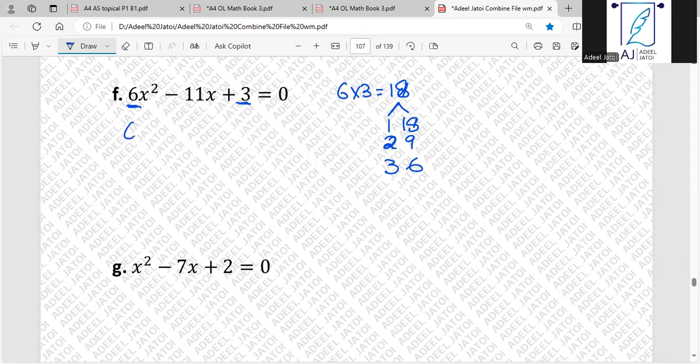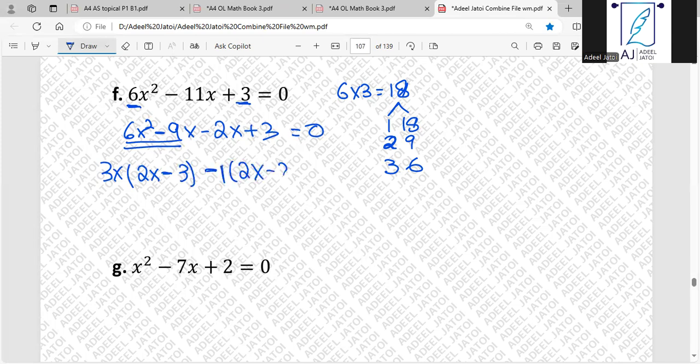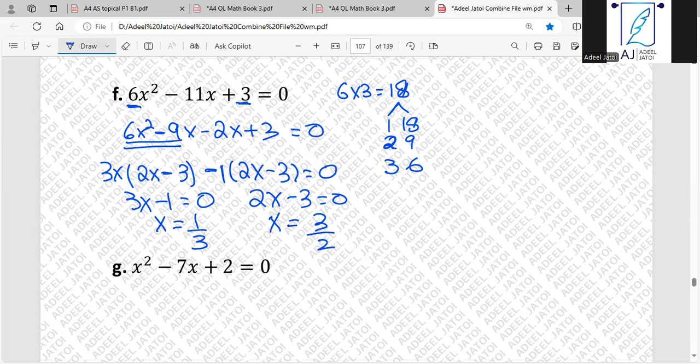So we have 6x square minus 9x minus 2x plus 3 equal to 0. What is common between these two? 3x. So this remains 2x minus 3. And minus 1 is common here. 2x minus 3 equal to 0. 3x minus 1 equal to 0, 2x minus 3 equal to 0. x becomes 1 upon 3 and x becomes 3 upon 2. So these are the two answers for part F.